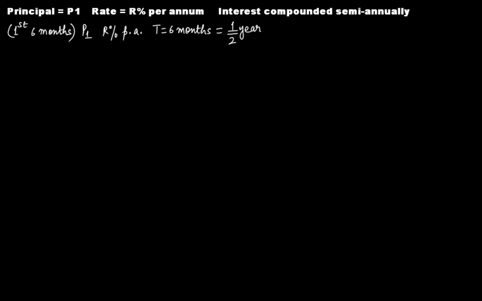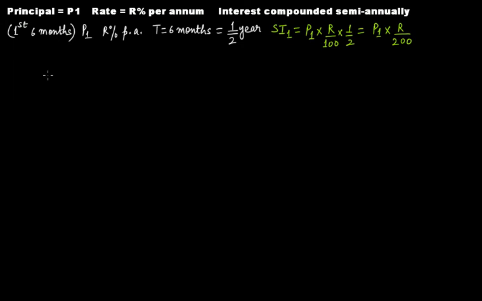Okay, now tell me what will be the simple interest for this first period. The formula for simple interest is what? P multiplied by R multiplied by T. That is principal multiplied by rate multiplied by time period. What's the principal? It is P1. What's the rate? It is R by 100. And what's the time period? It is 1 by 2. Now, if you solve it, you will get P1 multiplied by R by 200. Okay, so this is your simple interest, or the interest for this first period of 6 months.